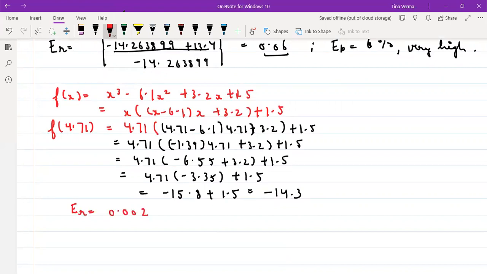Now if you calculate the relative error in this case, it is coming out to be minus 0.0025, and for the percentage, this is 0.25 percent, which is very less as compared to the 6% error. So see, we have only rearranged the terms, and we got the error as 0.25% instead of 6%.